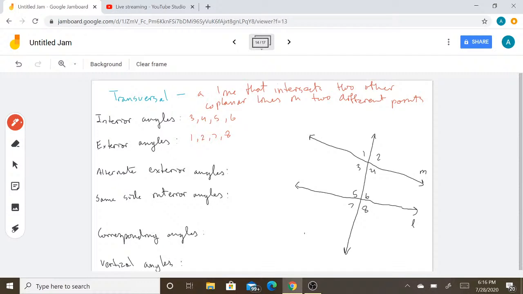So what this means is that one of the pairs is 1 and 8. This is a pair of alternate exterior angles. They are on opposite sides of the transversal. This angle is on the left of the transversal, and this angle is on the right. And also, they do not have a common vertex. Another pair would be 2 and 7.